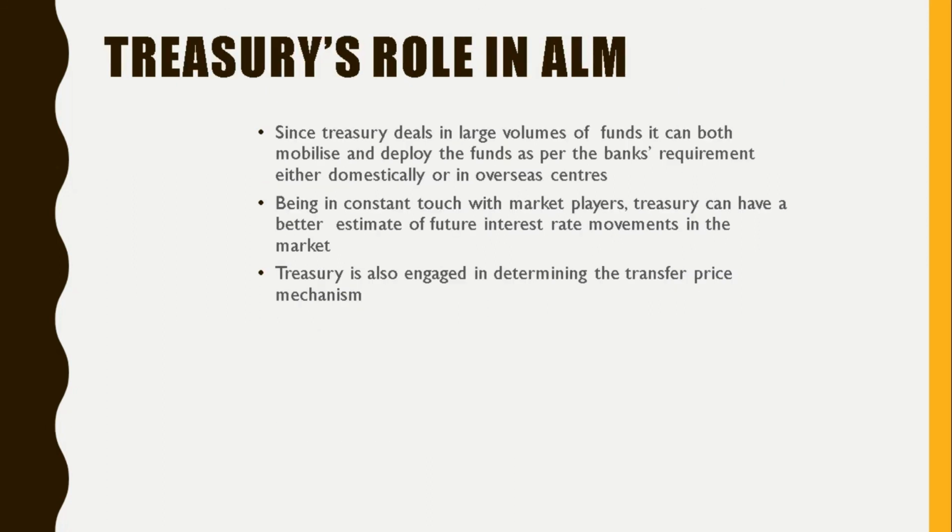Treasury role in ALM, asset liability management. Since Treasury deals in large volumes of funds, it can both mobilize and deploy the funds as per the bank's requirement, either domestically or in overseas centers. So asset liability management is basically taking care of the liabilities and asset sides of the balance sheet. For example, you have to make payments in a month to important parties. For that, you need to keep a certain amount of funds. So managing this amount of funds so that the payment can be made on time is basically asset liability management.